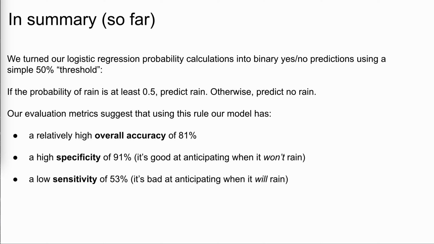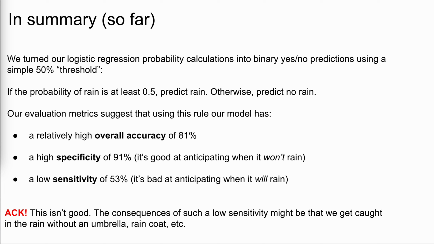So you might be a bit worried about this result, and I agree. This does not seem really good. Basically, our model is not much better than a coin flip when it comes to predicting rain. Now, the consequences of such a low sensitivity might be that we get caught in the rain without an umbrella, without a raincoat, and so on. Mainly, there are consequences for an incorrect prediction.